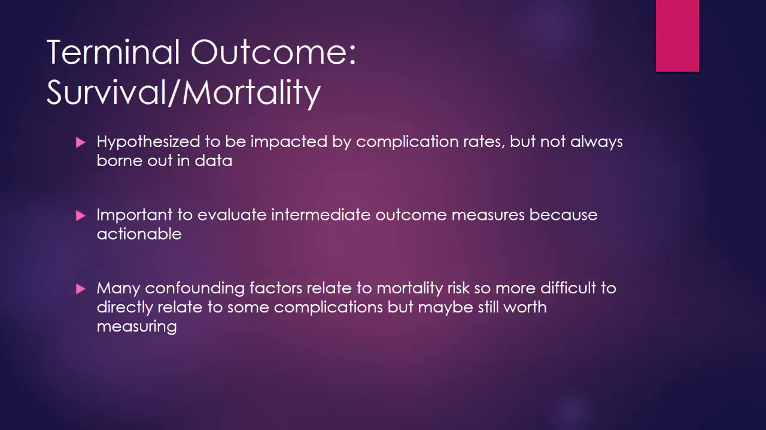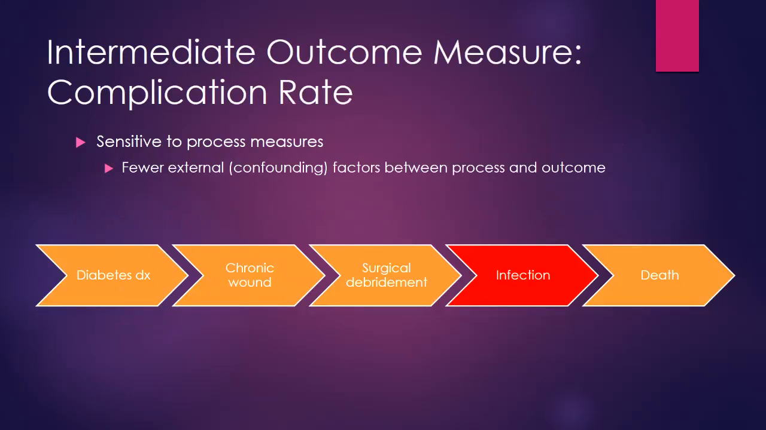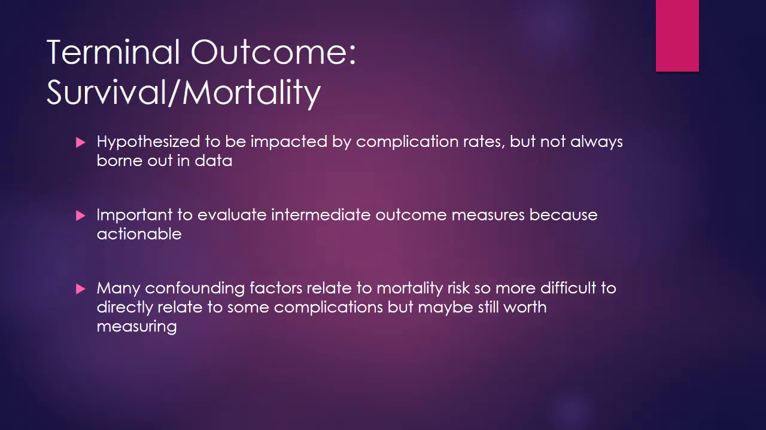So again, the terminal outcome is survival or mortality. And the thought is that, like we show in this diagram, it's impacted by complication rates, so that having this infection, this complication after debridement, increases the likelihood of death. But it's not always actually borne out in data. There are a number of studies that show that complication rates don't have a strong impact on mortality. So it's important to look at intermediate outcome measures because those might be more actionable.